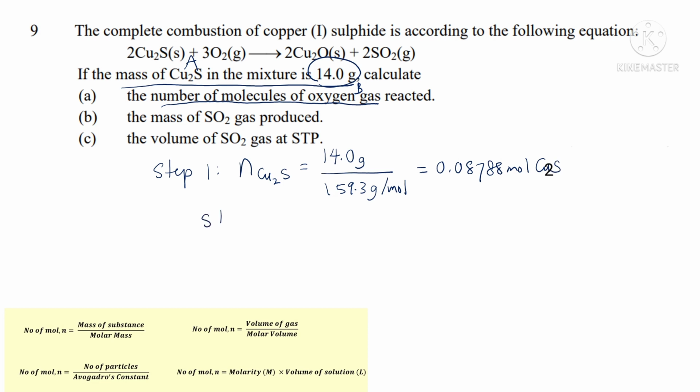Then in step number 2, we can see from the balanced chemical equation that 2 moles of copper sulfide will react with 3 moles of oxygen gas. So that is their stoichiometric relationship given in the balanced chemical equation. So 2 moles of copper sulfide will react with 3 moles of oxygen gas.